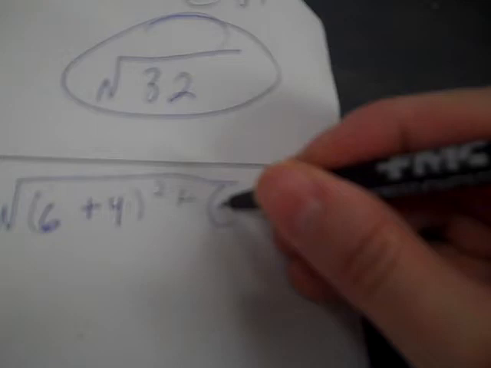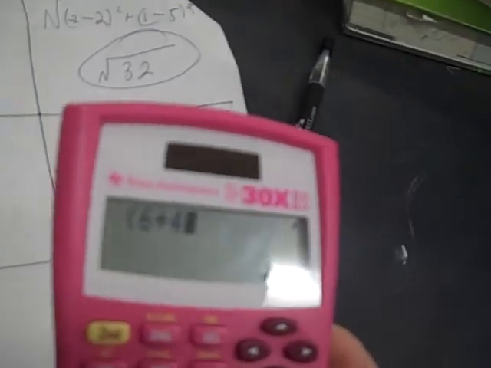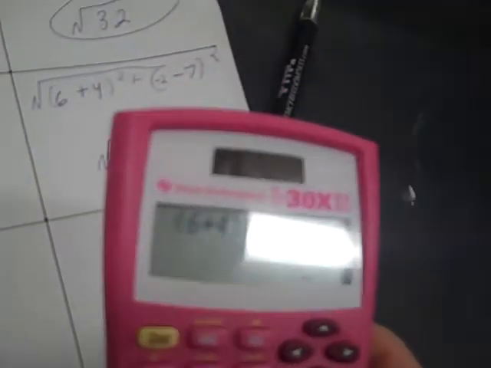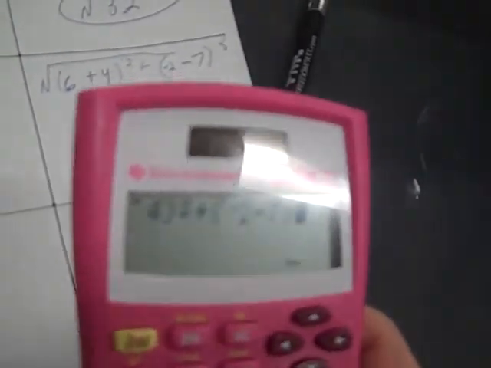Okay, so x is 6, and then I'm going to put a negative, so it's just plus 4. That's going to be 10 to the second. That's 100. And then negative 2 minus 7. It's going to be 181. So 6 plus 4 to the second plus negative 2 minus 7 to the second. 181.